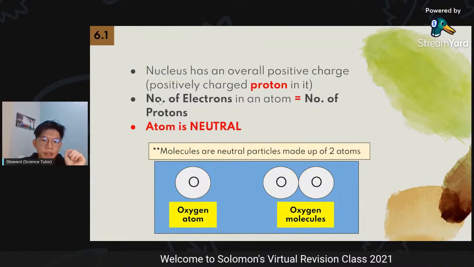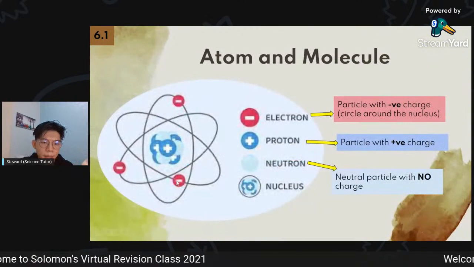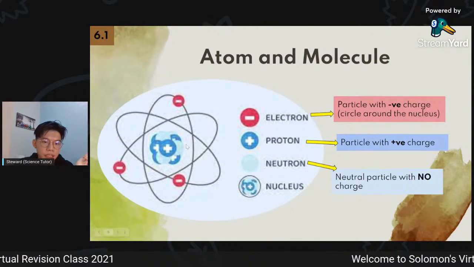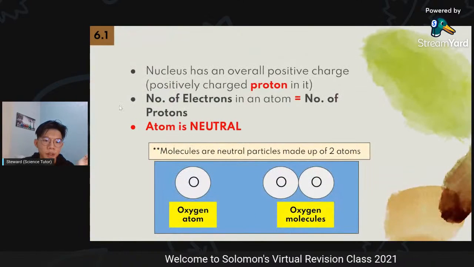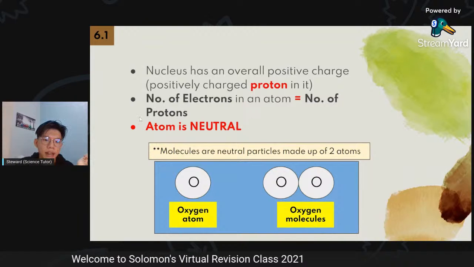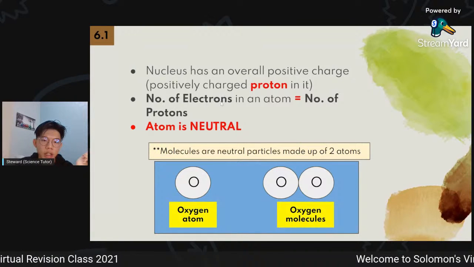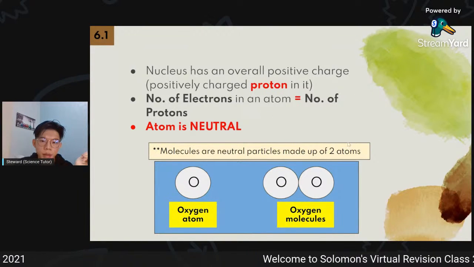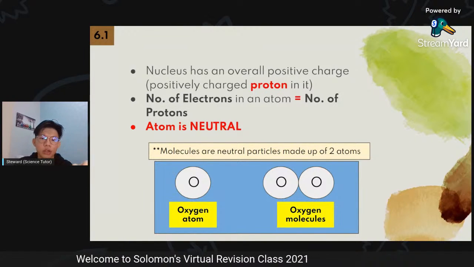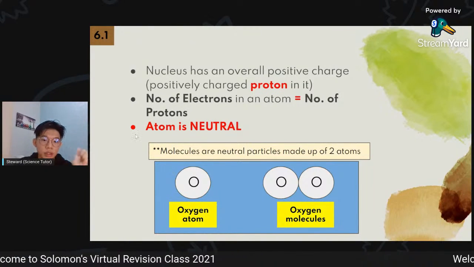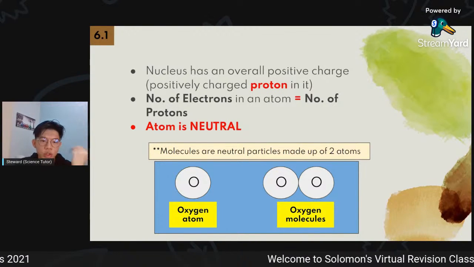So for your information, the number of electrons is equal to the number of protons. That means whatever number of electrons you have out here, it will be the same as the number of protons inside this nucleus. So in conclusion, an atom is neutral because if you have the same amount of negative electrons and the same amount of protons, that means neutral already. Negative 6 plus 6 equals zero. For example, if you got six electrons and six protons, that means you got a neutral particle.